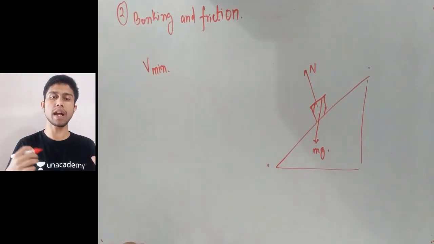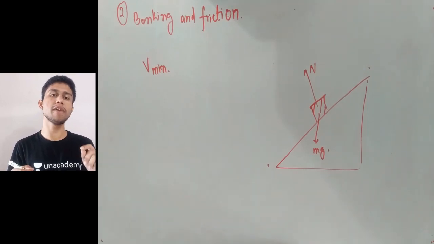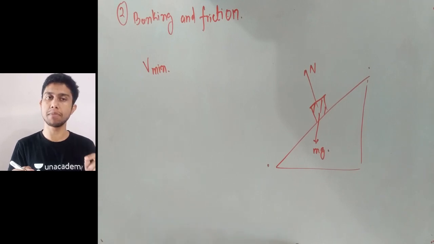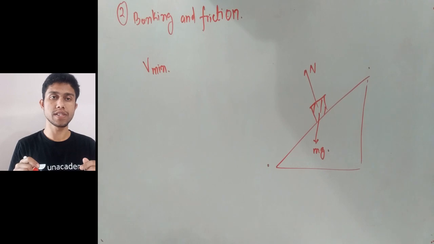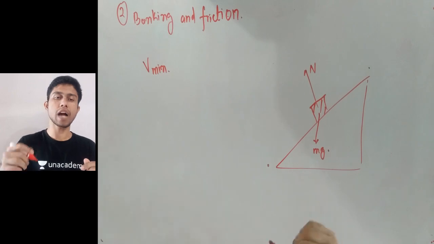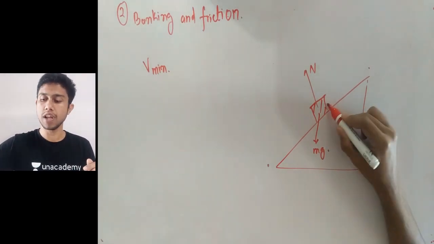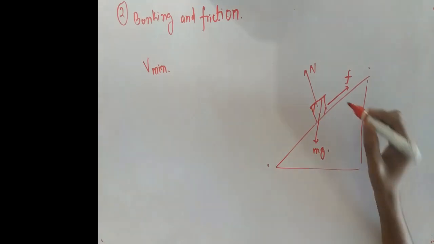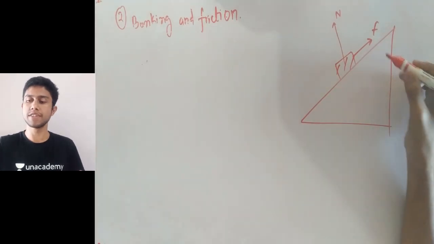Suppose the car is going and it is decreasing its speed gradually. At some point you'll get a V below which the vehicle will skid, and that is the point where you get the V minimum. It means the car is going to skid downwards. So tell me, where is the friction going to act? The friction is always going to act opposite to motion, and if the car is going to skid downwards, the friction will act above. Okay, so friction is in this direction.